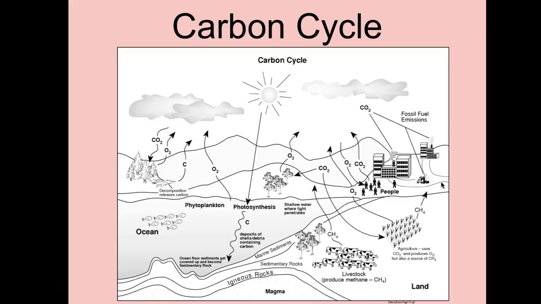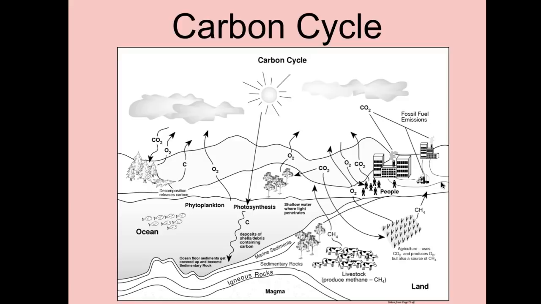So first we're going to talk about the carbon cycle. Carbon is an element that's found in every living thing on Earth. Plants, animals, the atmosphere, and even fossil fuels are all part of the carbon cycle. The carbon cycle is just the continuous movement of carbon between the living or biotic factors and the non-living or abiotic factors in the environment.